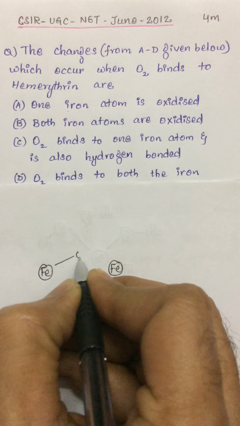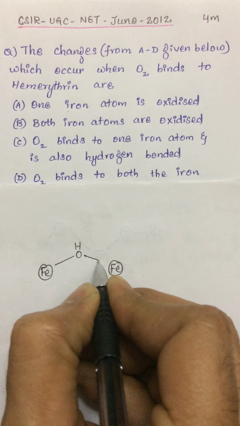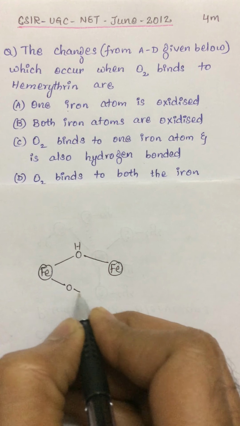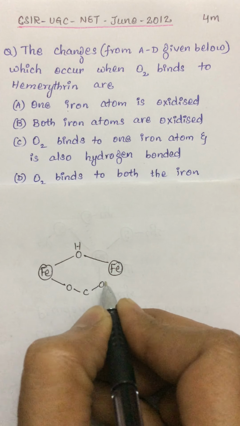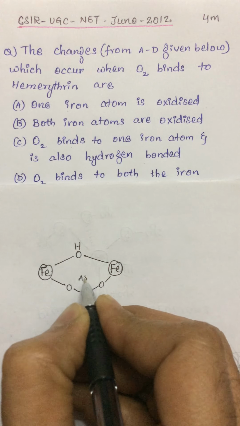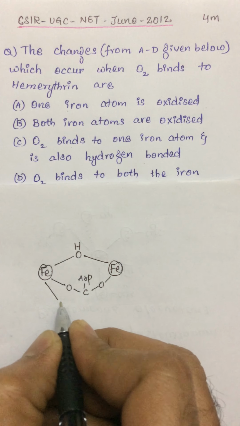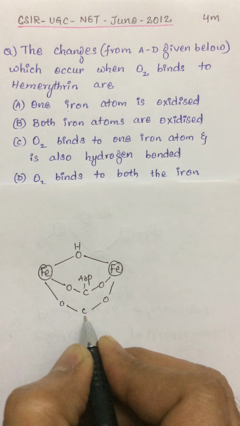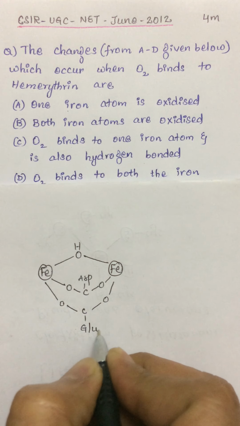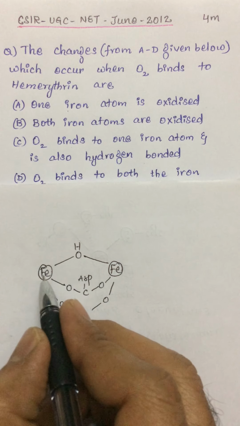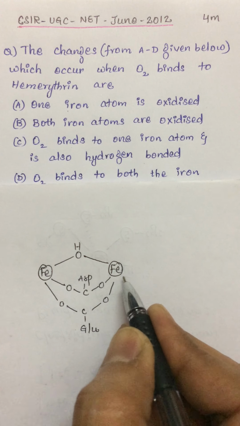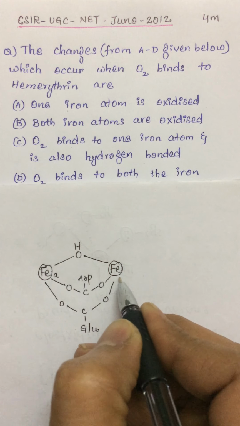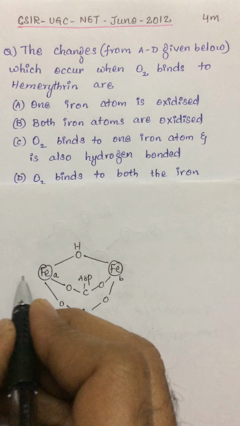These two irons are bridged by a hydroxo. They are also bridged by a couple of endogenous bridges, one from aspartate and another one from glutamate, which I am abbreviating as GLU. Since there are two irons, to discriminate between these two iron centers, let me label them as iron A and iron B.